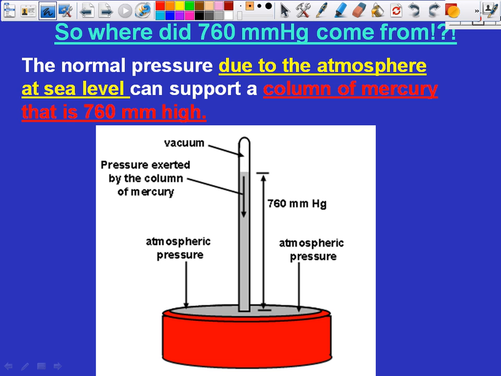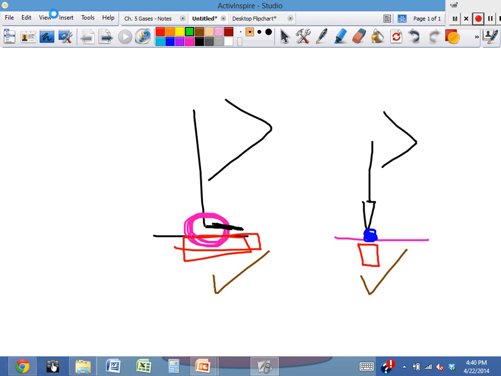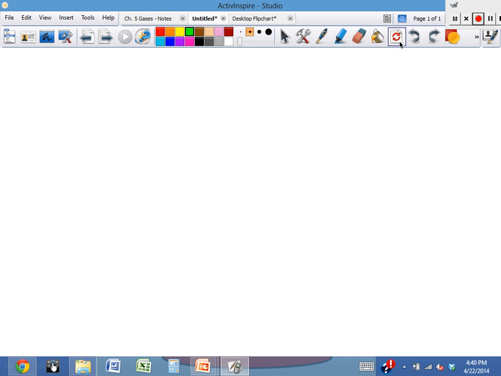All right, again, I'm just kind of re-explaining this whole concept of where did the 760 millimeters of mercury come from. The normal pressure due to the atmosphere, and here's the key part that I did leave out. This was all at sea level. All right, again, the column of mercury will go up 760 millimeters. So that was one pressure. So let's talk about that for a second. So let's go back to this and let's clear. All right, so let's pretend for just a second. Let's see if I can do a good drawing here.